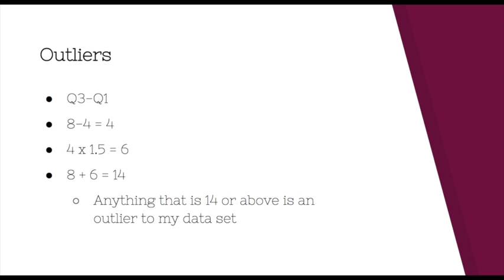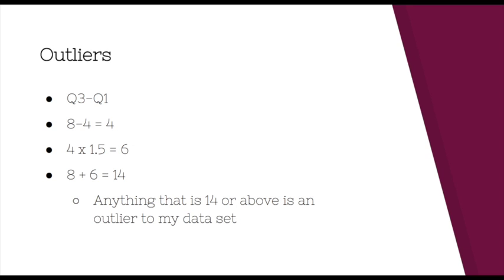Next, I found the outliers. To do this, I subtracted Q3 minus Q1 first. So that was 8 minus 4, which gave me 4. To find what the outlier might be, I then took the 4 times 1.5, giving me 6. I then added that 6 to my quartile 3, which was 8, giving me 14. This then shows us that anything that is 14 or above is an outlier to my data set. I was right in the beginning when I said that I thought the 22 looked odd, because the 22 would then be an outlier.